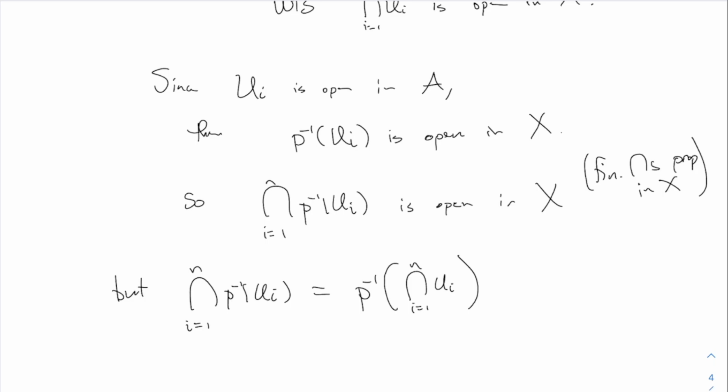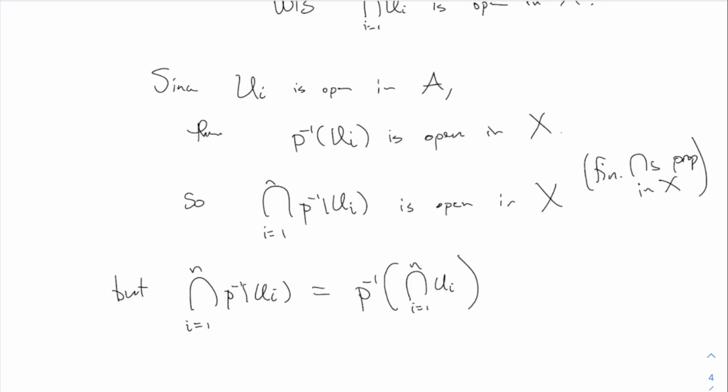This means, if you think of it as sets, this is all the points so that when you plug them into P, they end up in UI. And this is all the points so that when you plug them into P, they end up in all the UIs. It's the same set, all right? I don't think I said it very well when I just said it.